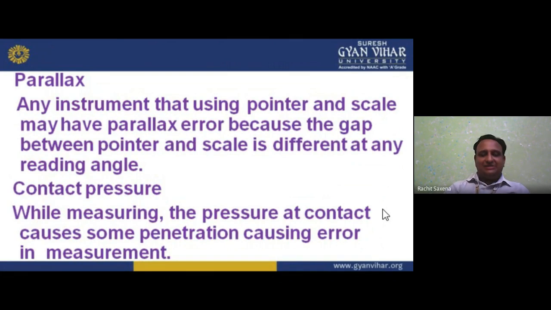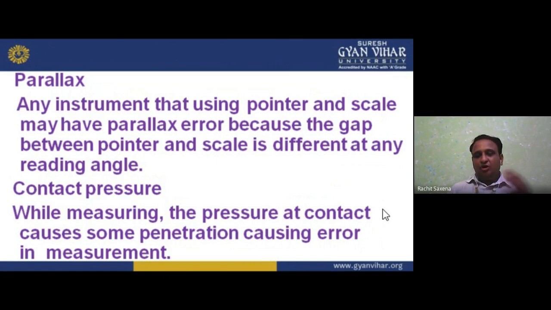Now parallax. The word parallax comes from parallel. Any instrument that uses a pointer and scale may have parallax error. If I'm talking about PMMC or MI and analog instruments, we can say they may have parallax error because the gap between pointer and scale is different at any reading angle.